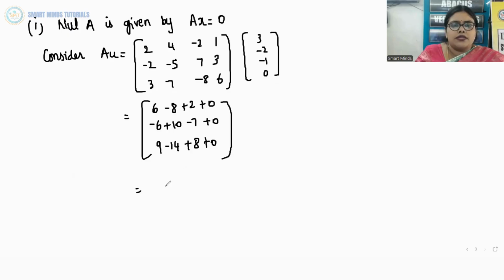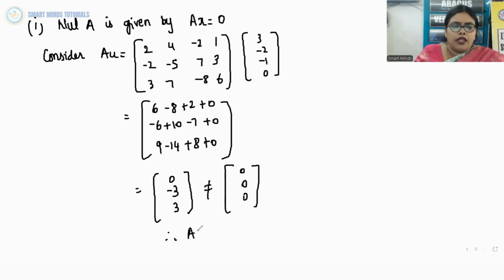So 6 plus 2 is 8. 8 minus 8 is 0. Minus 6 minus 7 is minus 13. Minus 13 plus 10 is minus 3. 9 plus 8 is 17. 17 minus 14 is 3. So this is not a null matrix, right? This is not equal to 0, 0, 0. Therefore, AU is not equal to 0, which means U is not a solution of Ax equal to 0. Therefore, U is not in Null A.